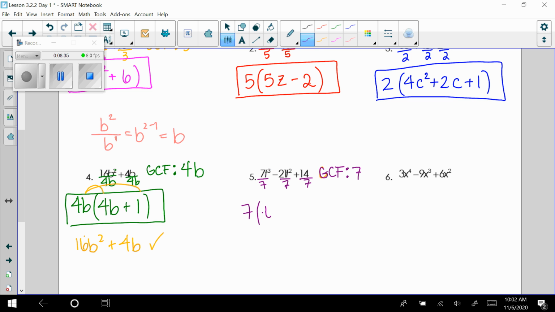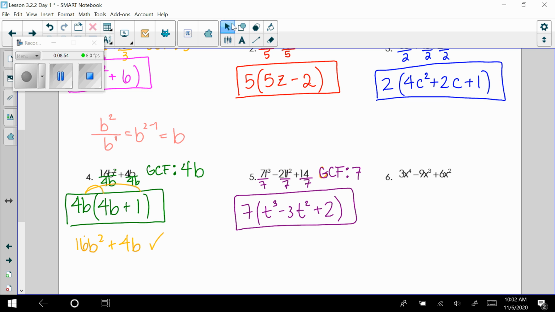And when we do that, we're left with t cubed minus, that would leave us with negative 3t squared, and that would leave us with 2 as our final answer. All right.